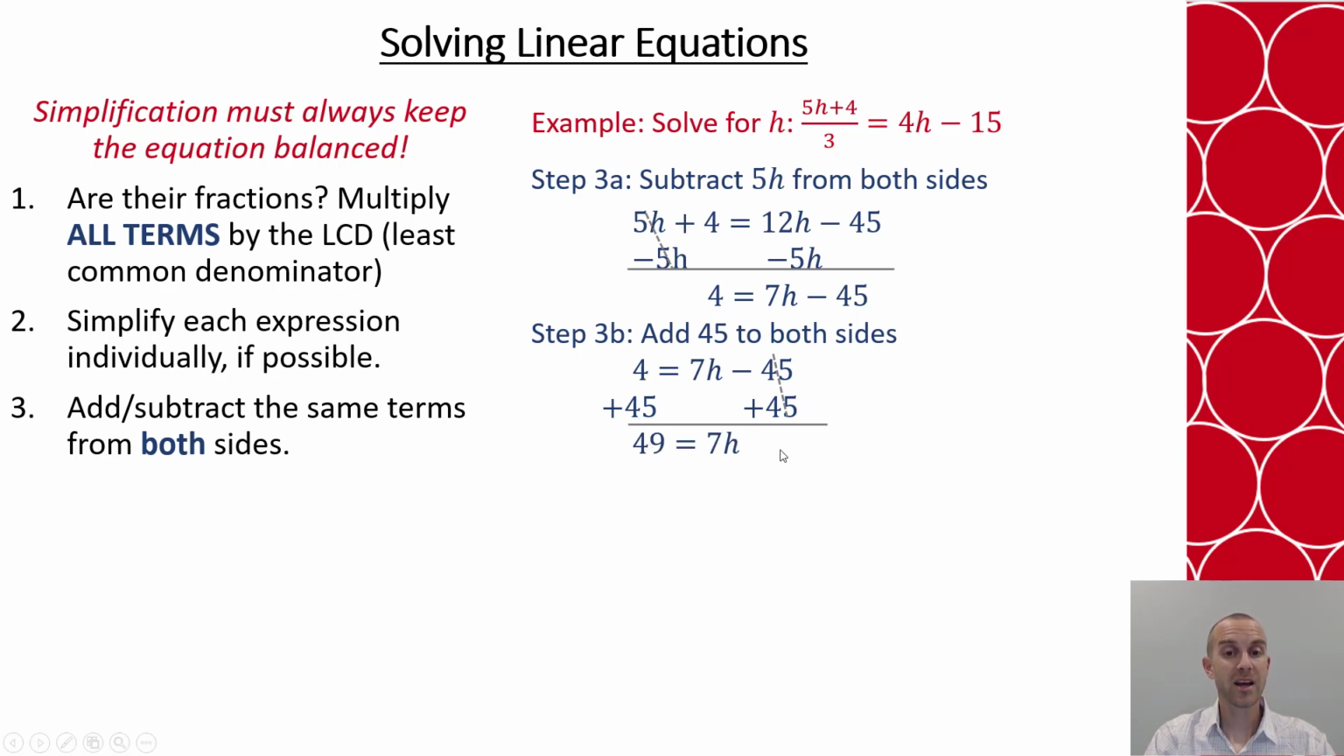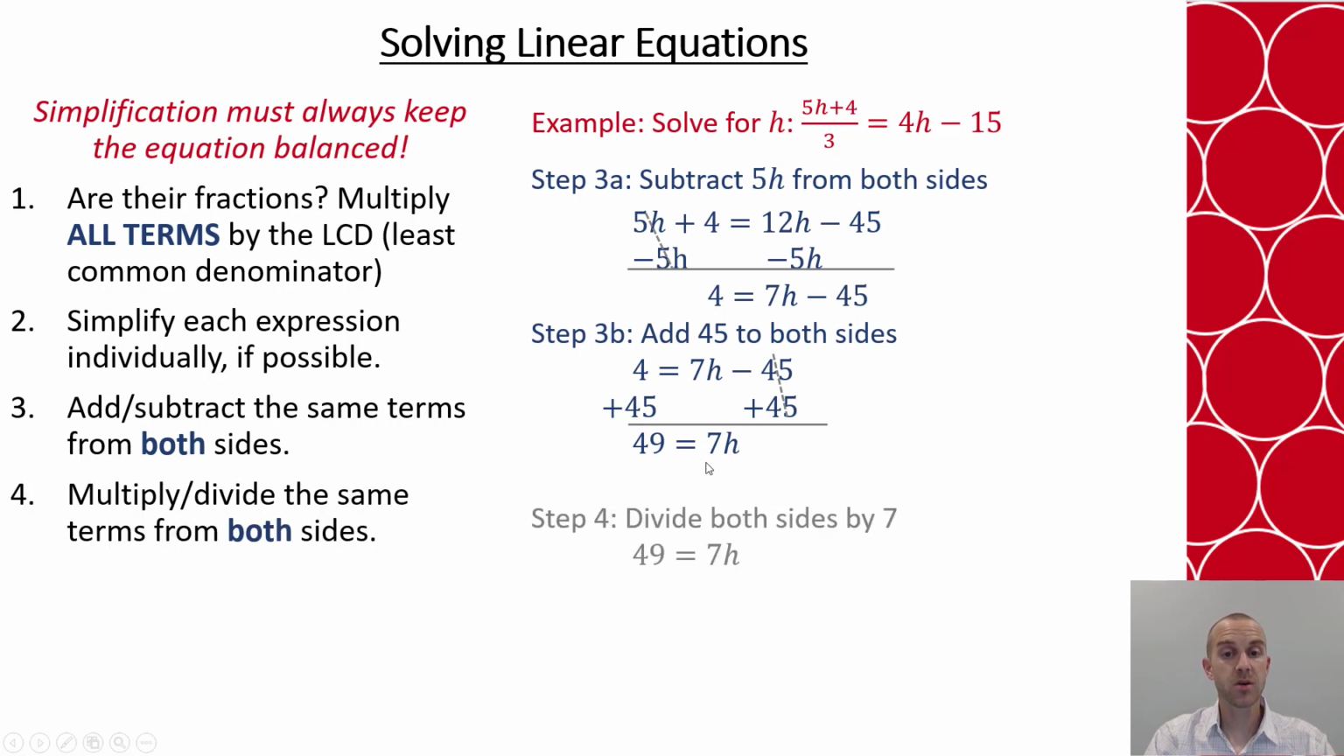Now I'm down to one last step. This is 7 times h, so I'm going to divide both sides by 7. So 7 divided by 7 will give me 1h.